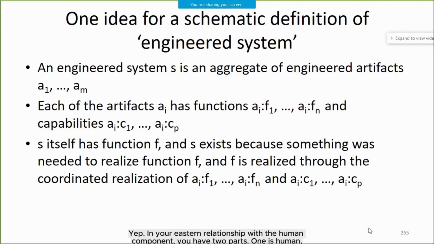In your ESA relationship, the human component, you have it too. Part one is human, the other is organization. How do you define organization? Remember, that came from the Jet Propulsion Lab. BFO does not have the term organization. It doesn't have person either. It just has object, fiat object part, and object aggregate.